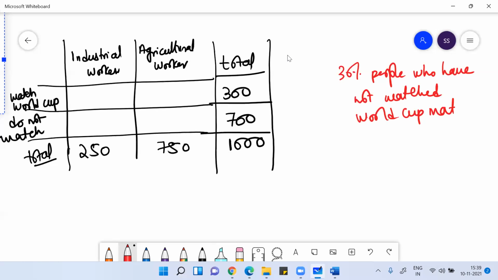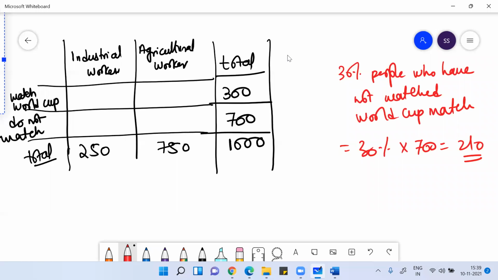So I hope you can understand this. So 30% of how much? 700, that is 210. This you have to find. Can you understand this? 30% of the people who have not watched World Cup match. So how many people have not watched World Cup match? 700 people have not watched.